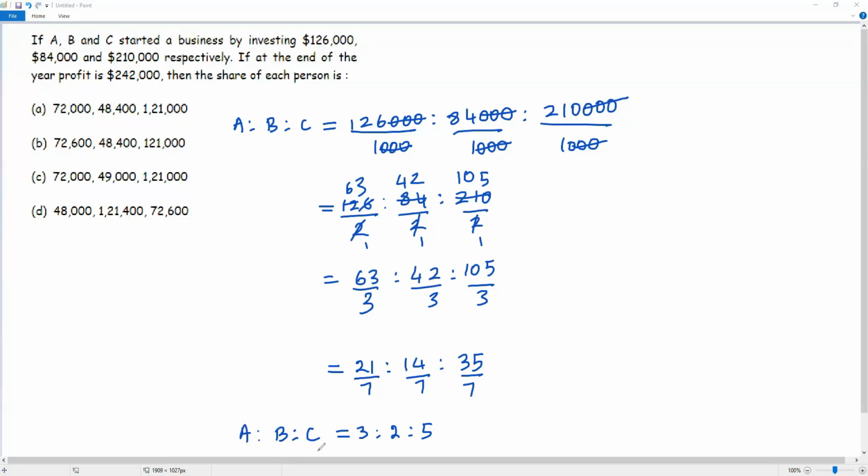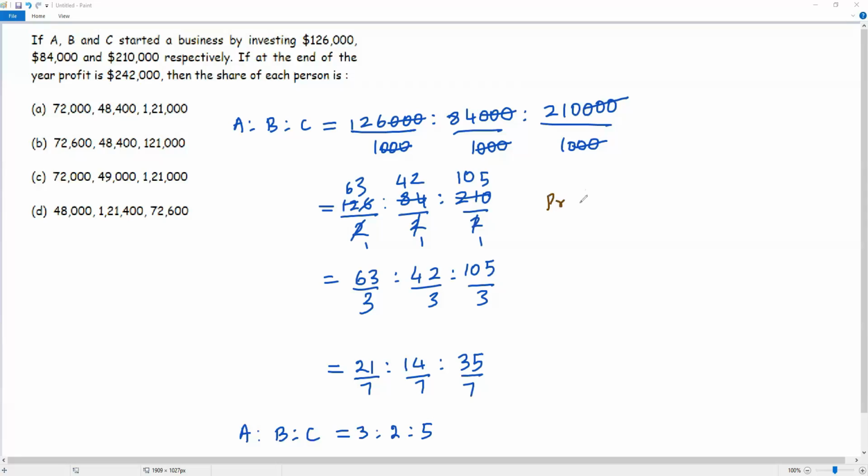The general rule of partnership is that in whatever ratio we invest money, the same ratio we have to share the profits. Since the investment ratio is 3 to 2 to 5, the profit also has to be shared among A, B, and C in the same ratio, 3 to 2 to 5. To get the profit shares, I have to multiply each term of the ratio by the same non-zero number, say X.